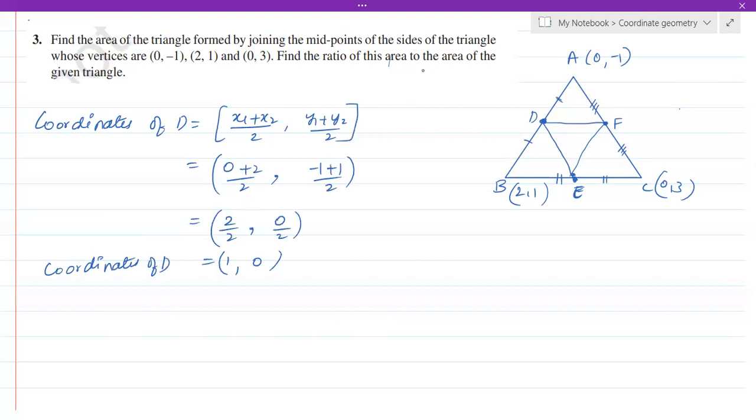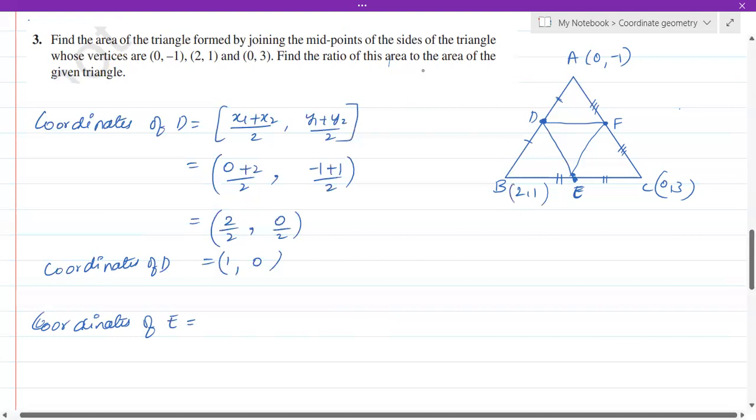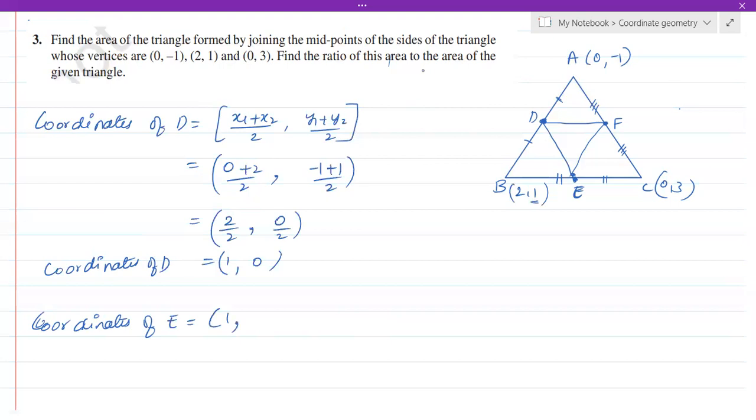Similarly, let's find the coordinates of E. As you can see, E is again a midpoint. So we have to add x1 plus x2. x1 is 2, x2 is 0. 2 plus 0 is 2, by 2 gives you 1. So 1, comma y1 plus y2, that is 1 plus 3, 4. If you divide it by 2, 4 by 2 is 2. So the coordinates of E is 1, comma 2.